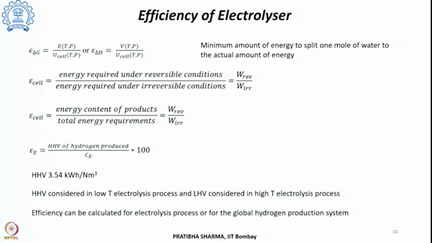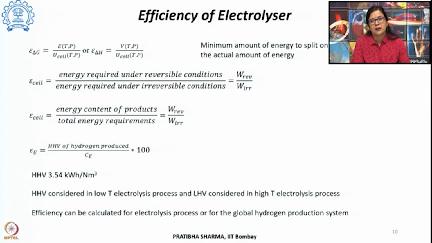Now in ideal conditions, when we are calculating the various thermodynamic voltages, these are calculated under equilibrium conditions when the system is reversible. So under equilibrium condition, the energy required under reversible conditions is equal to the energy required under irreversible conditions, and in that case the energy efficiency of the cell becomes 1. However, the actual cell efficiency is given by the amount of energy required under reversible conditions divided by the energy required under irreversible conditions. So the denominator accounts for all the irreversibilities involved in the process.